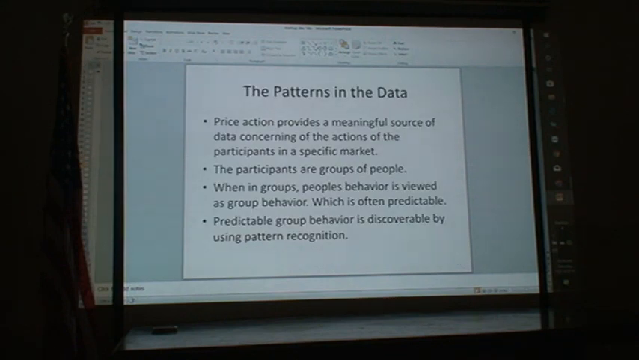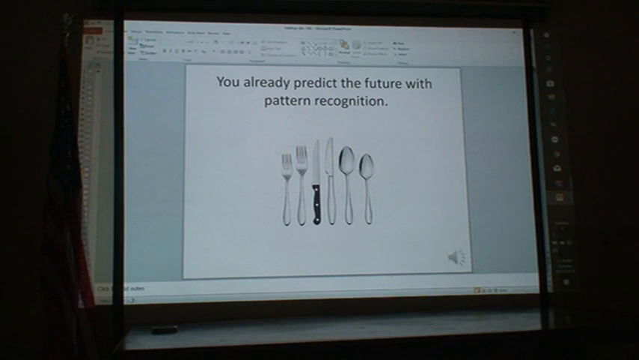There are patterns in the data. Price action provides us a meaningful source of data concerning the actions of participants in a specific market. The participants are groups of people. When in groups, people's behavior is viewed as group behavior, which is often predictable. Predictable group behavior is discoverable through pattern recognition. You use it every day. You already predict the future with pattern recognition.